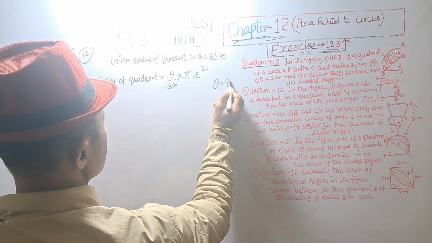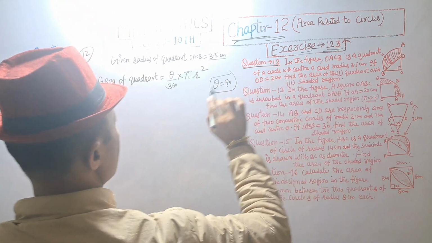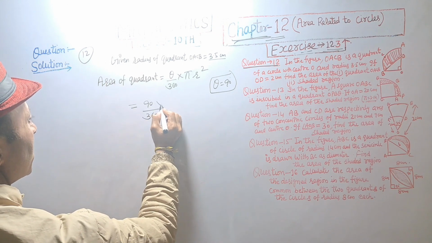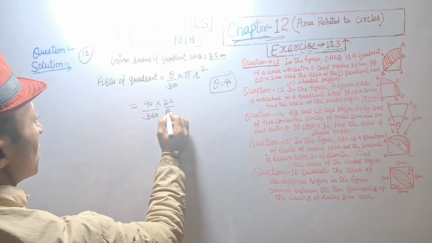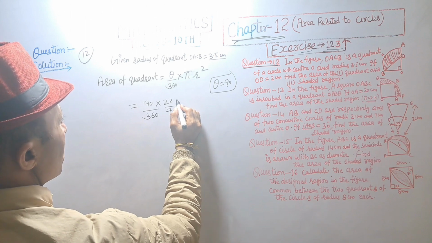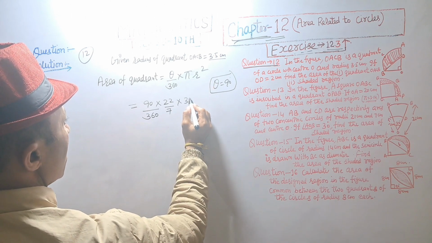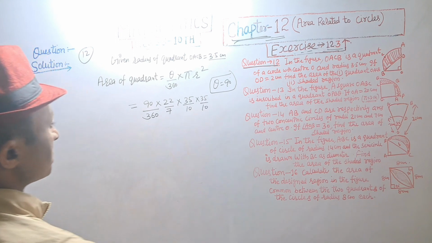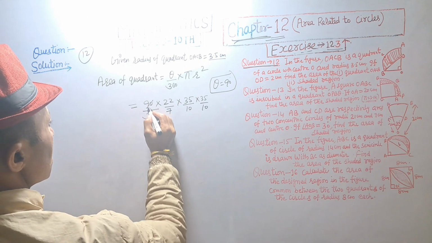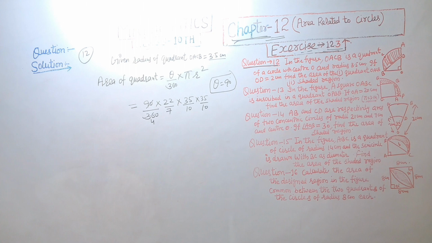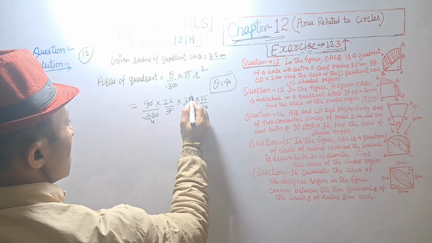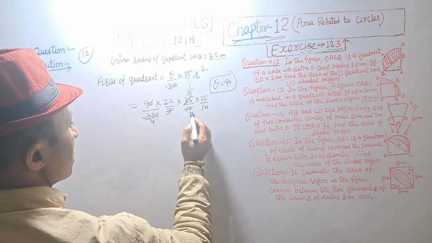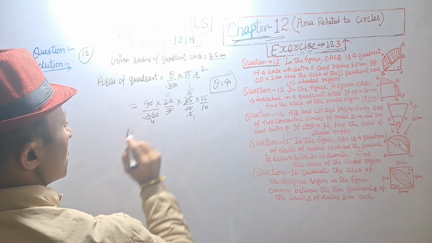Angle theta is equal to 90 degree, that is 90 upon 360 into pi, which is 22 upon 7, multiply by radius 3.5, that is 35 upon 10 into 35 upon 10. 9 4s are 36, 7 5s are 35, 5 1s are 5, 5 2s are 10, 2 1s are 2, 11 2s are 22.